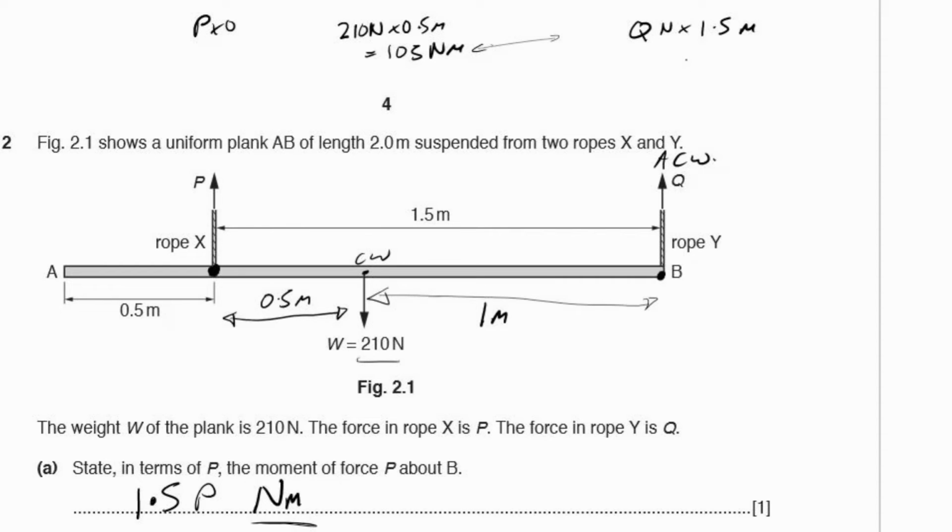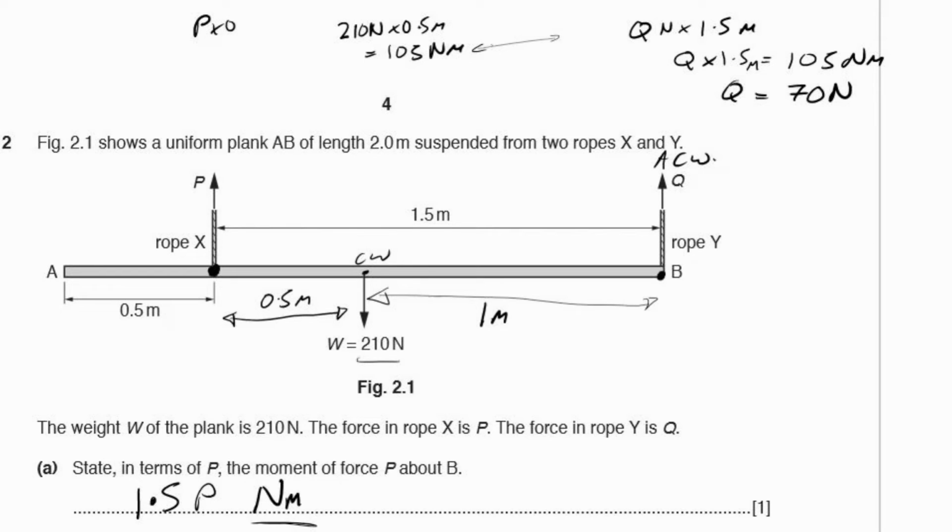So that tells me that Q times 1.5 equals 105 Newton meters. I divide both sides by 1.5. That tells me that Q is 105 Newton meters divided by 1.5, which will give me a value of 70 newtons. There we go. So I can take it from that point as well.